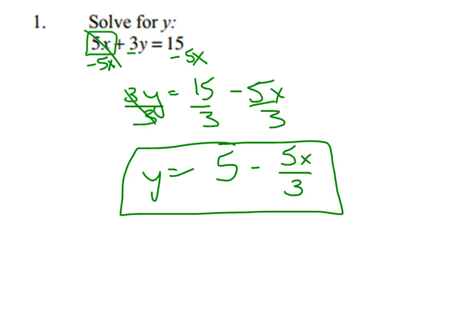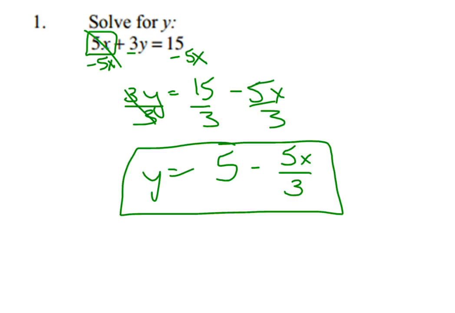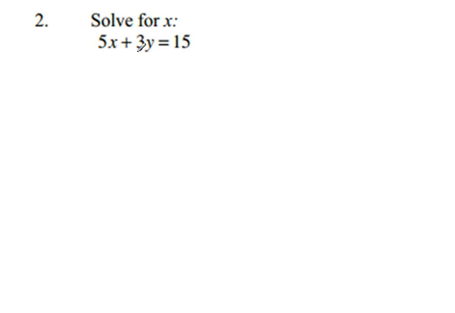All right, number 2. Solve for x. So I think it's the same problem. We're just solving for the other letter. Okay. So since we're solving for x, we need to get rid of the 3y. So subtract 3y from both sides. Or do the flip and switch if you prefer that method, where you just move it across to this side and it switches signs when it hits the equal sign. So 5x equals 15 minus 3y.